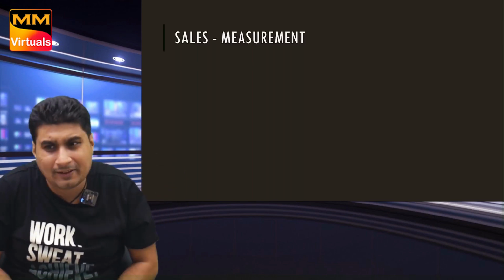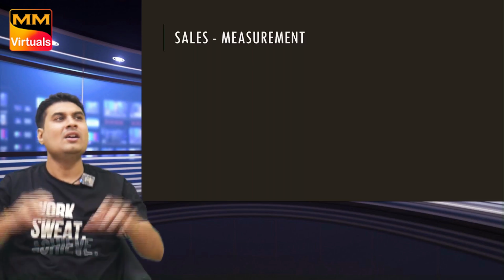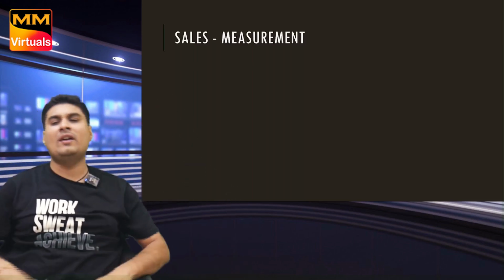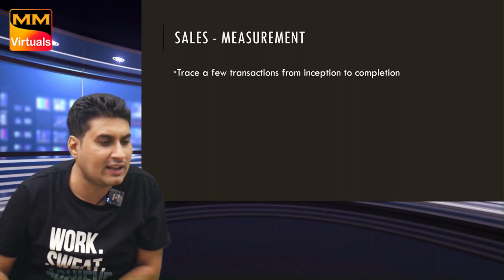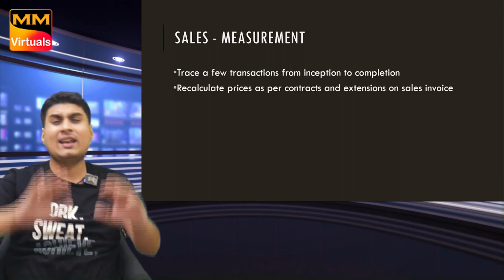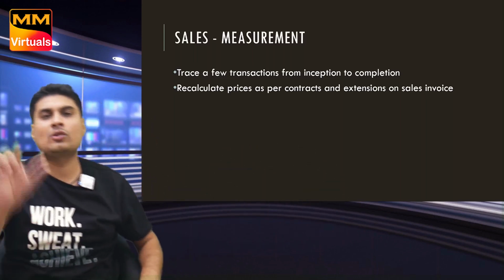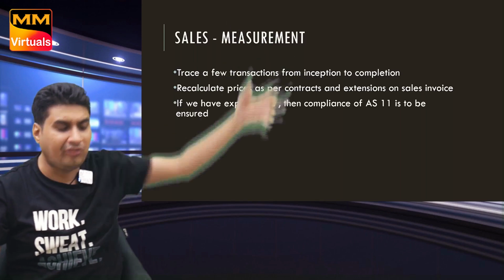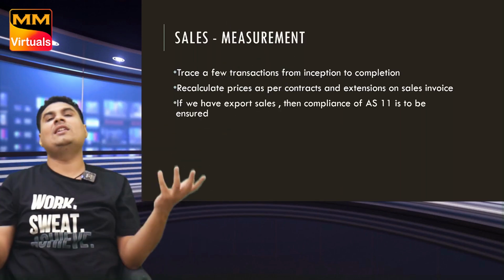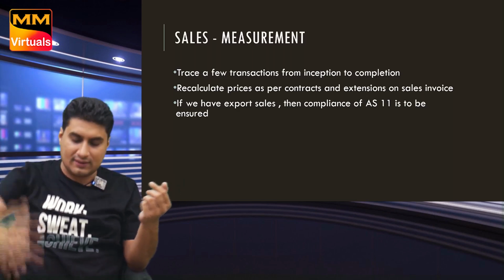Okay. Second, how to see the measurement of sale, that the amount is correct? We can also check by GST. Okay. Verify a few invoices and contracts with the party, same thing. Trace a few transactions from starting to end. Recalculate the prices of the transaction as per the terms of the contract. In the contract, a rate of 25 was there; in the invoice, the same price is there. Look at the comfort. Okay. If you have export sale, AS 11, reconciliation you have to do, recalculate the sale.